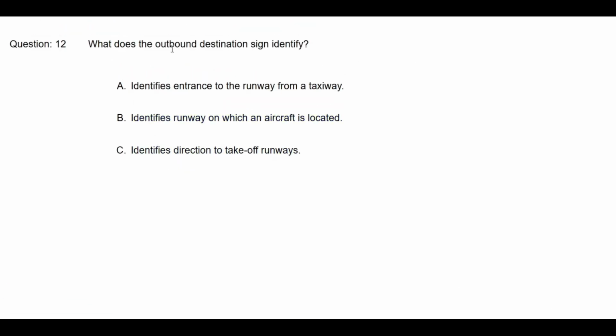What does the outbound destination sign identify? The outbound destination sign identifies where the location of the runways is located. So A is not it. B, identifies the location at which an aircraft is located. No, there are no signs that indicate where aircraft are. So the best answer would be C.